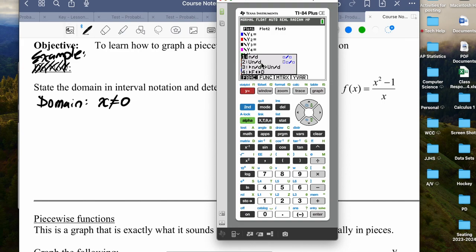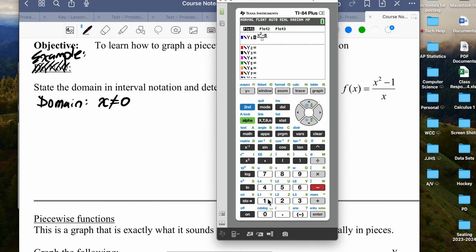All right, so I'm going to select that option, and it allows me to put a fraction in, x squared. So pull up the x, power of 2. This X,T,theta,n key, for those who don't have a ton of experience with the calculator, brings up an x if you're in function mode, a t if you're in parametric mode, a theta if you're in polar mode, and n if you're in sequence mode. So depending on the mode your calculator's in, it'll bring up a different variable.